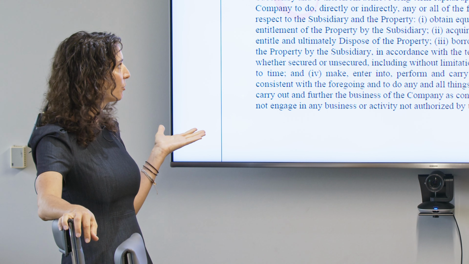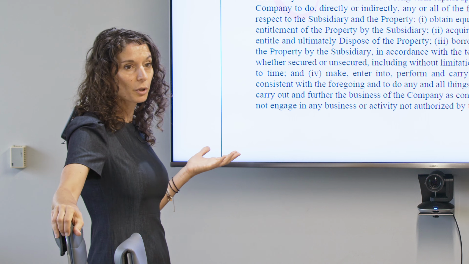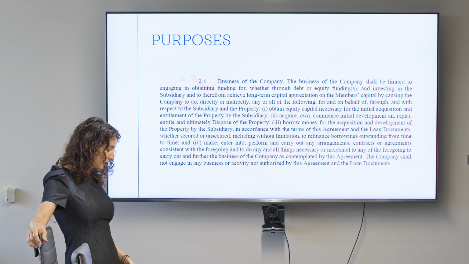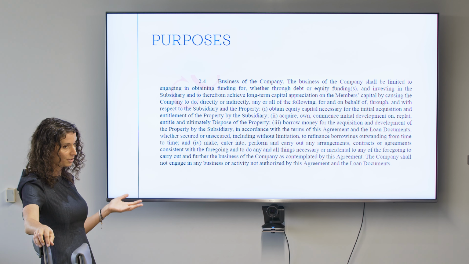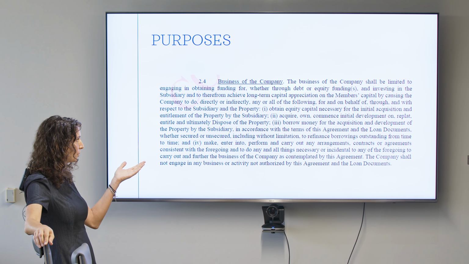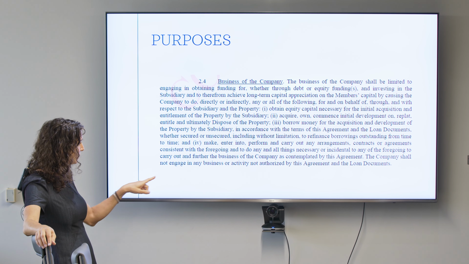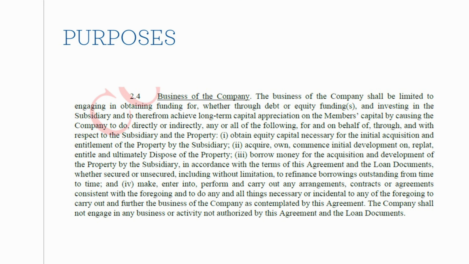So again, this is not very specific either. You actually kind of want to leave it general because you want to allow your company a little bit of flexibility to function. So this says, the purpose of this company is to get funding for its subsidiary to engage in a project that's sort of real estate related. It talks about the property. And then you're going to do all things necessary or incidental to any of the foregoing purposes.